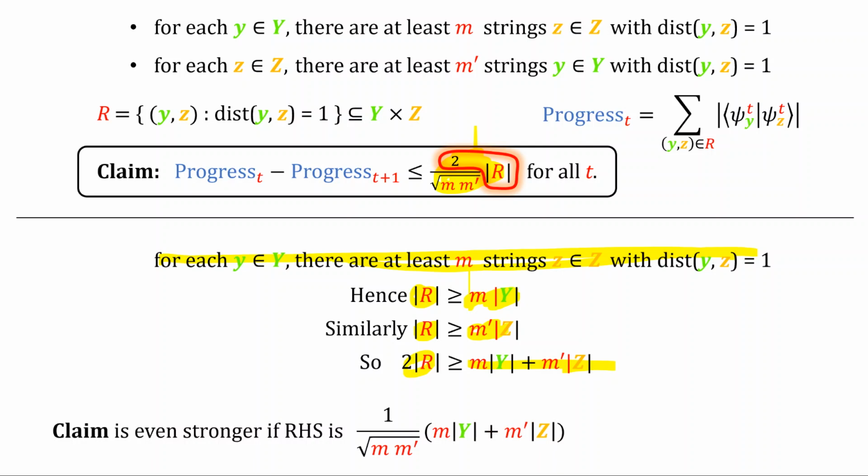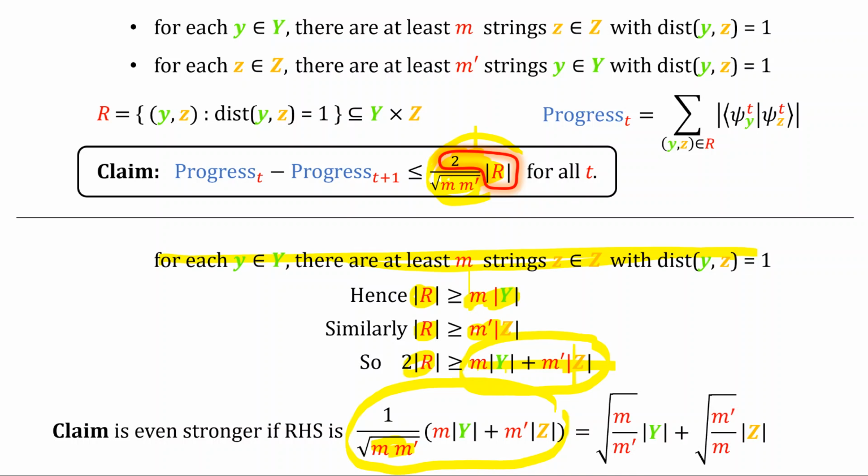So in fact, the claim would be an even stronger claim, and therefore it would even better finish the theorem, if we could prove it with the right-hand side being this smaller quantity. Well, we need to keep this 1 over root m m prime times m cardinality of Y plus m prime cardinality of Z. So this quantity we've just shown is less than or equal to our target upper bound. So if we could show that as an upper bound, it would be even better. Okay, so in fact, that's what we're going to do.